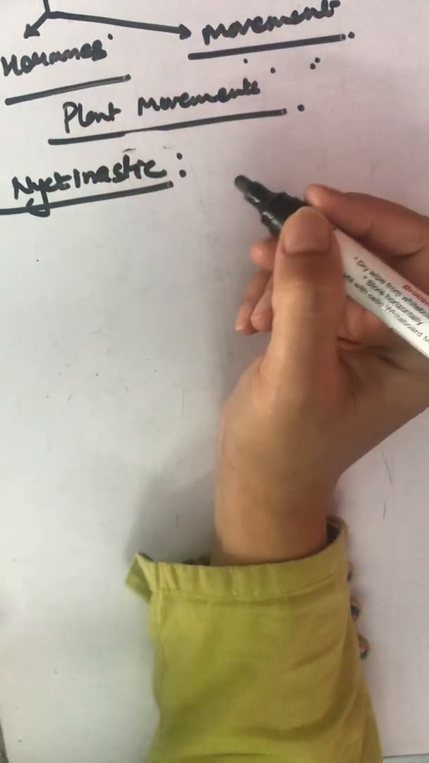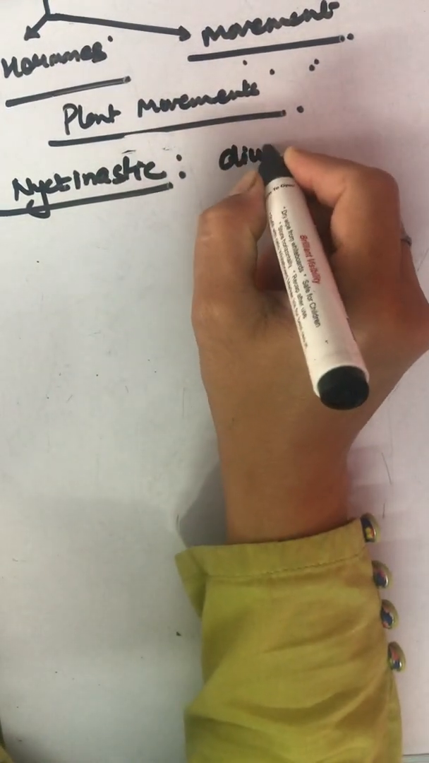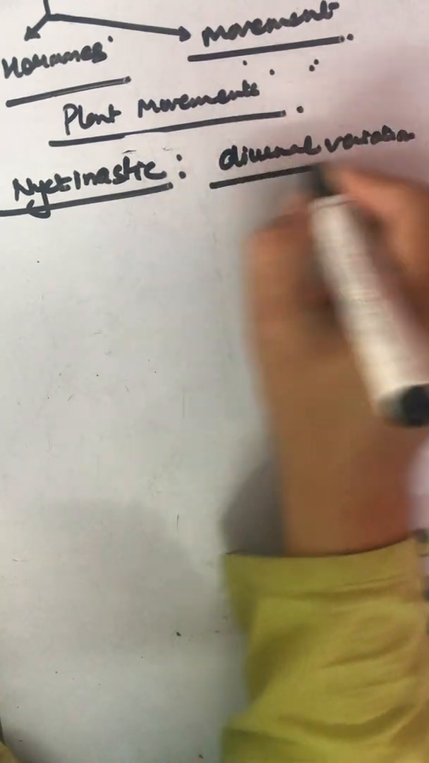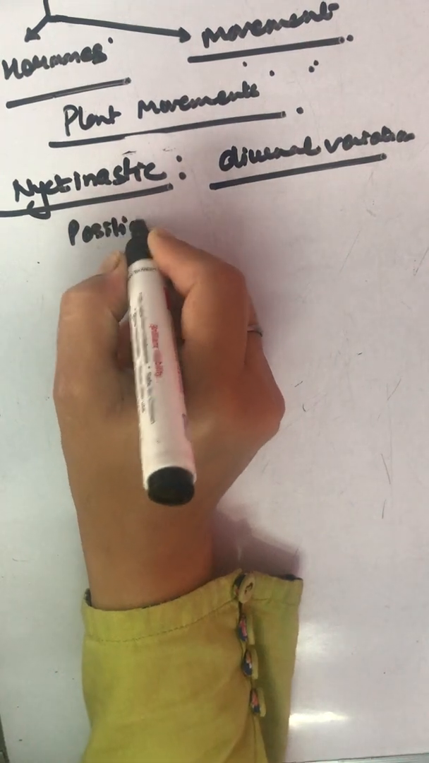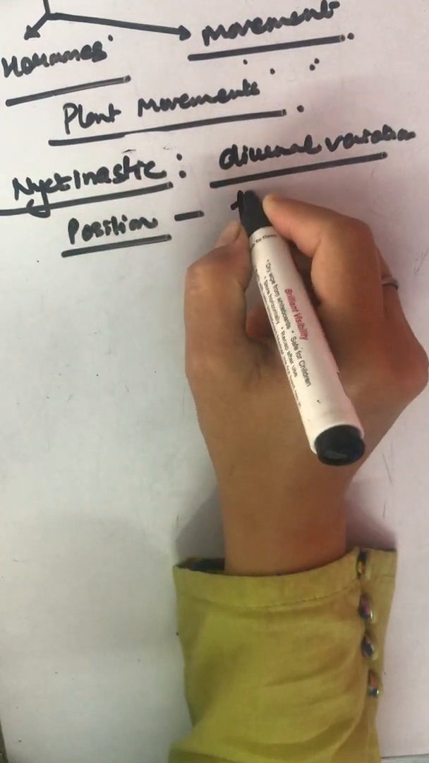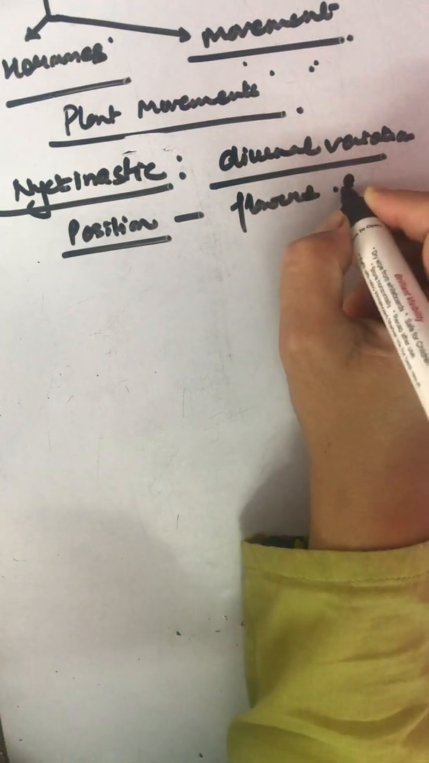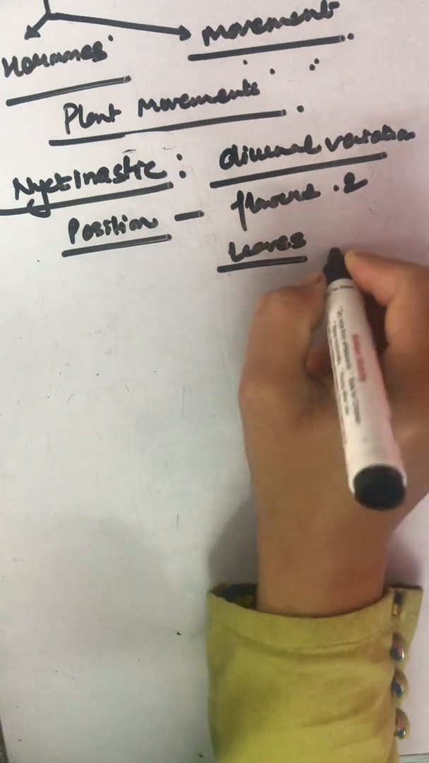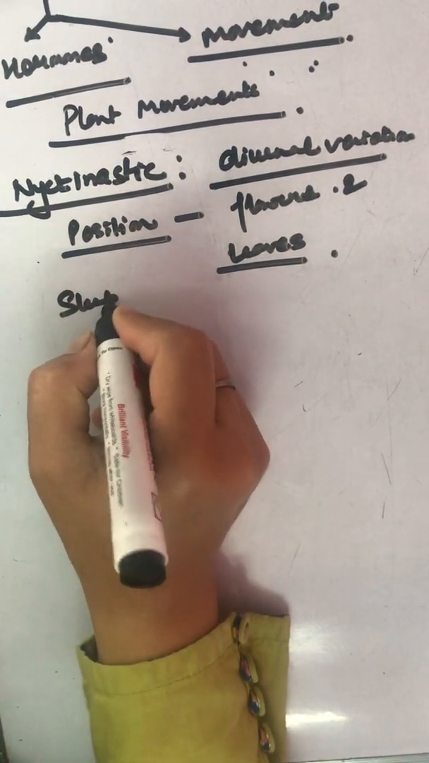In this nyctinastic condition, we say it is the diurnal variation in the position of flowers and leaves. Where is it observed? It is observed in the flowers and leaves position in day and night. इसको sleep movements भी बोलते हैं.